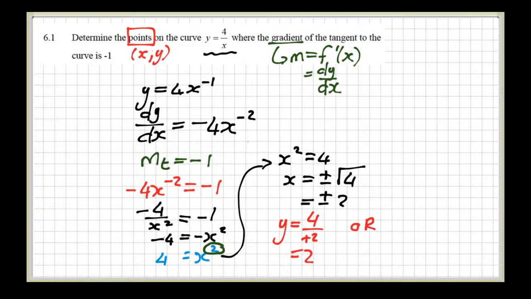Or y equal to 4 over -2, which is -2. So just to finish off my sum, I've got (2, 2) and (-2, -2). Ta-da! So now have I answered the question? The question was, determine the points. I gave the examiner the points, so yes, I've answered the question. Fantastic. Let's move on to the next question.